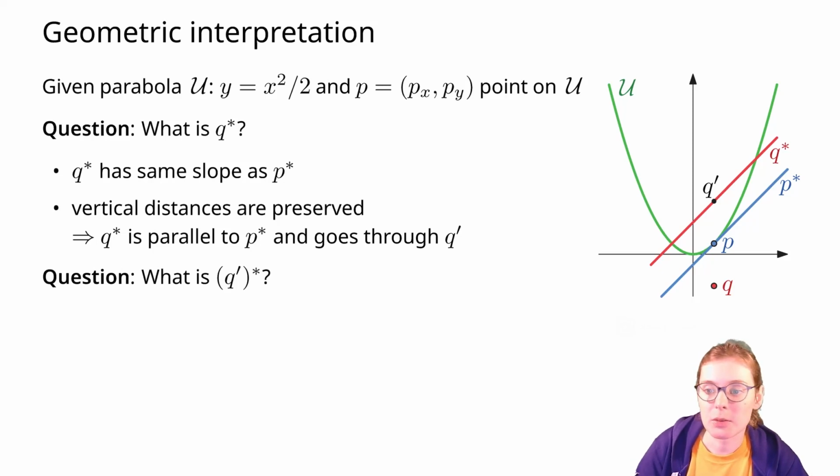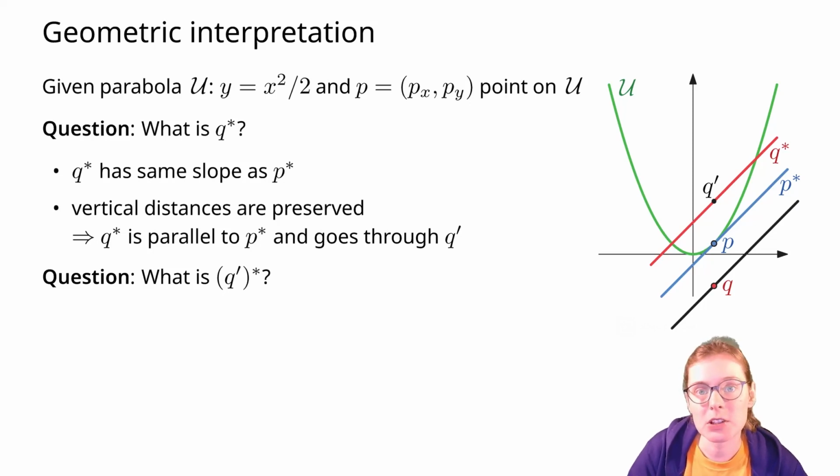Now, if we consider the point Q prime, which is directly above point P that lies on the line Q star, what is the dual to the point Q prime? Well, by symmetry we can find that the dual line Q prime star passes through the point Q and again is parallel to the lines P star and Q star.